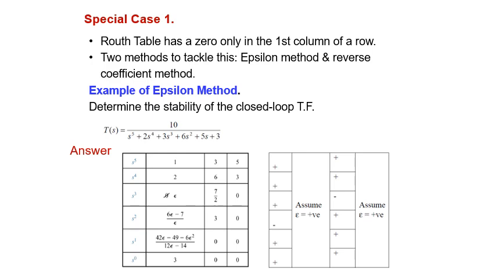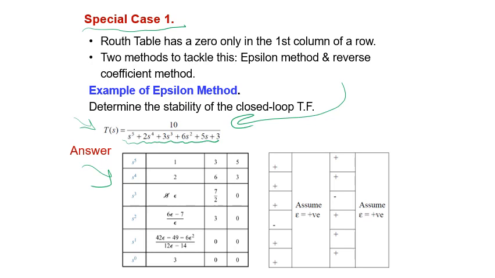The first case, special case number 1, is when we have 0 at the first column while calculating the table. Look at the table here. He's putting an example. This is the example. This is the closed loop transfer function. That means this is the characteristic equation.